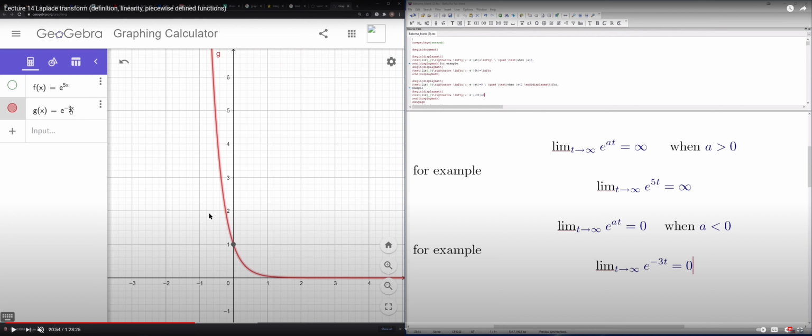So one more time: for the exponential function e to the minus 3t, when you take the limit as t goes to infinity, as t is increasing along your t-axis, the function values are dropping and heading towards 0.